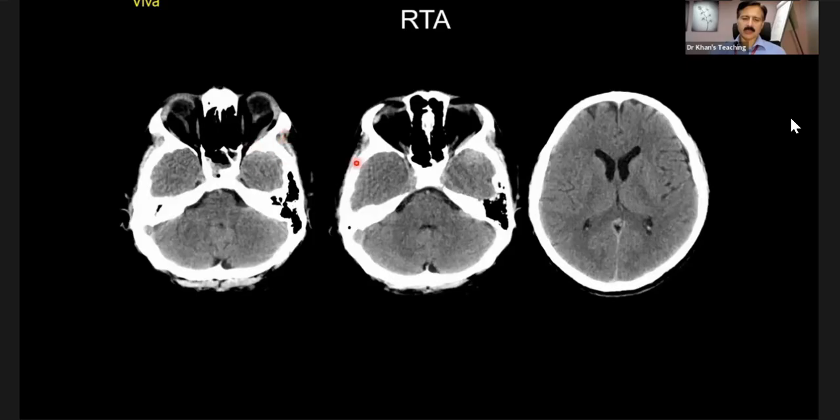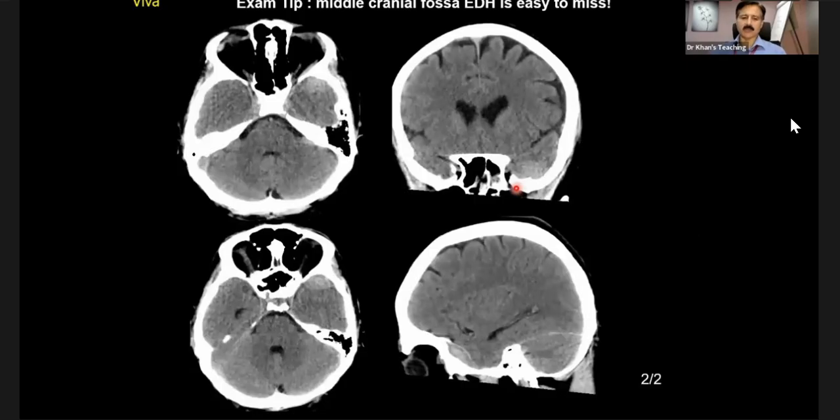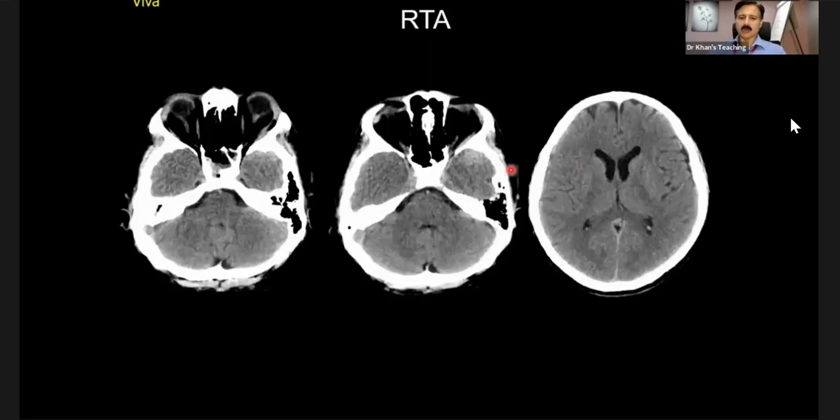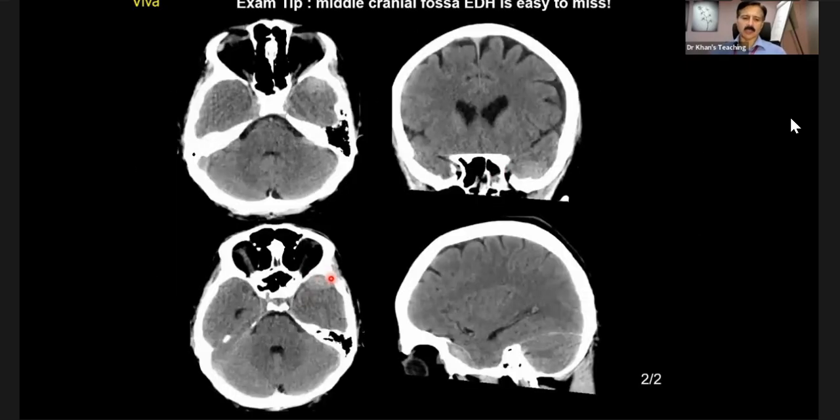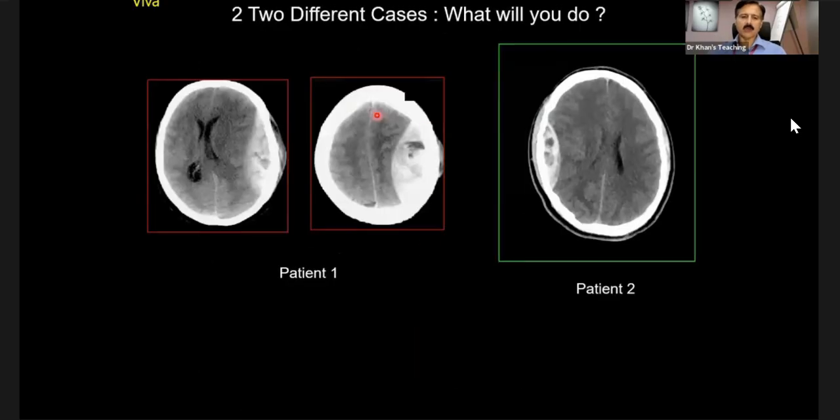If you see here, in the exam it's easy to miss because there will be only a bit of hemorrhage. Intentionally, I had not shown you this one earlier, because it's visible here, and it is visible here on a coronal. Middle cranial fossa extradural hematoma is easy to miss and has come up in the exam quite a few times. How are you going to tackle this case if you are reporting it?